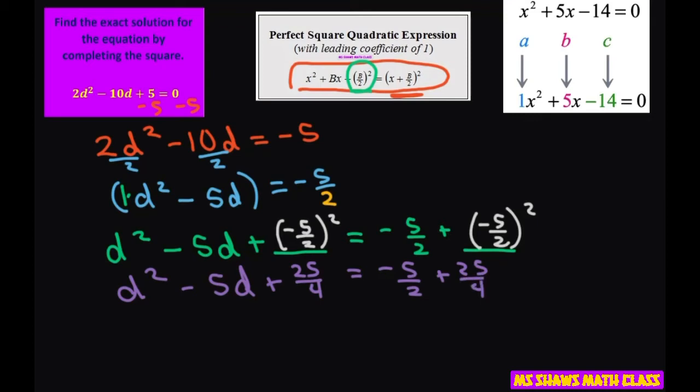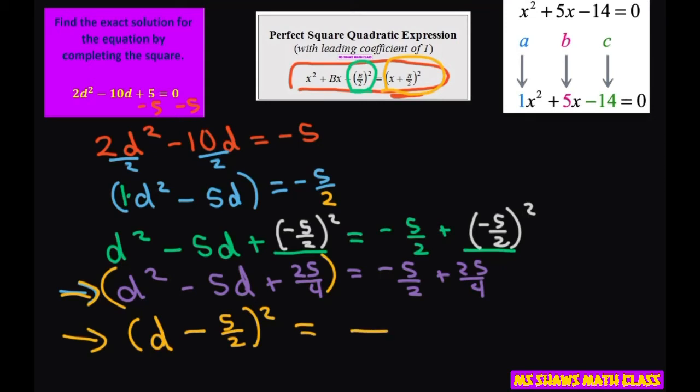Since we fixed this side, this is a perfect square trinomial. So now we just have to write its condensed version, which is d minus half of 5, that's 5 halves, squared. So these two are equivalent. This is expanded form, and this is condensed form. The condensed form makes it easier to solve.